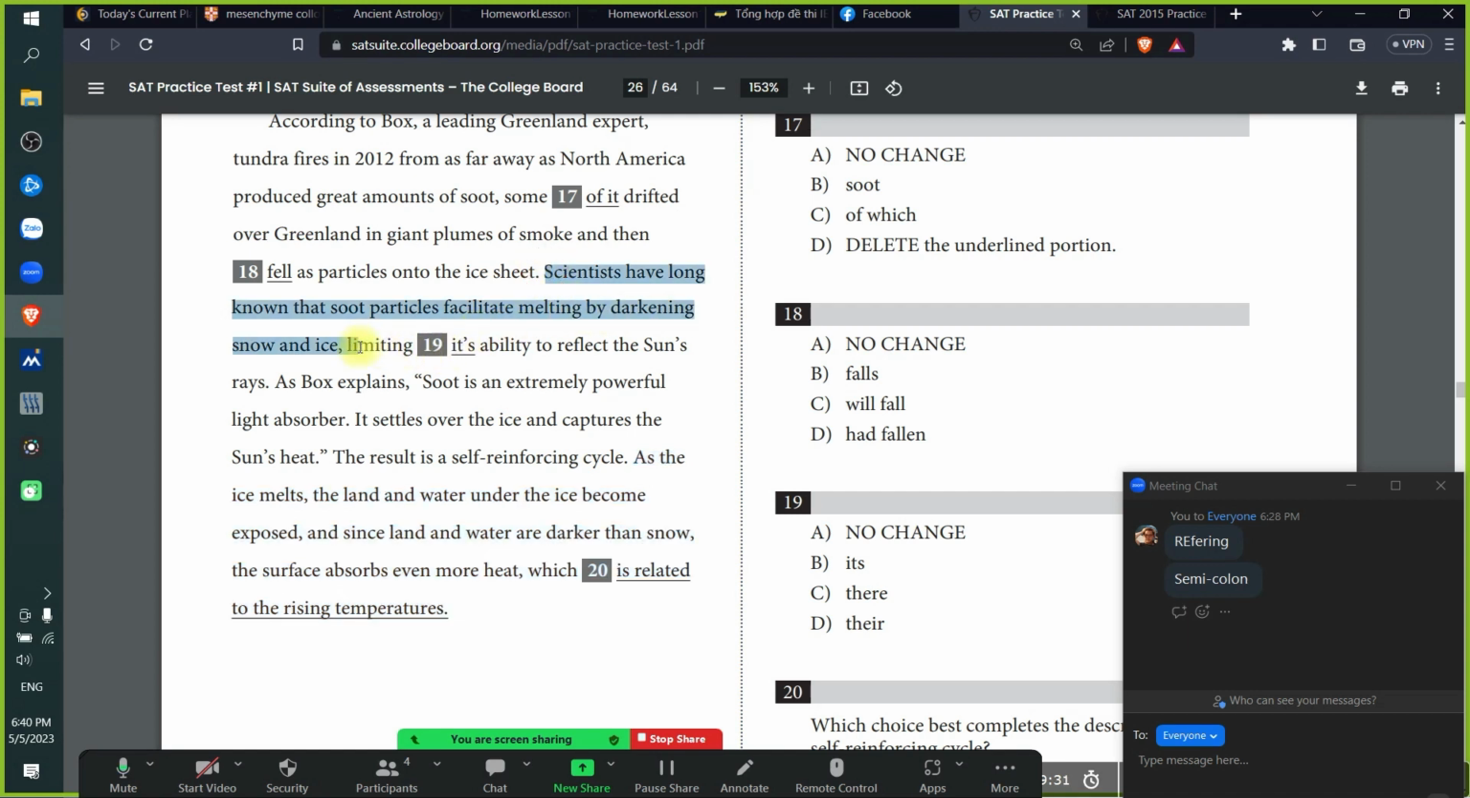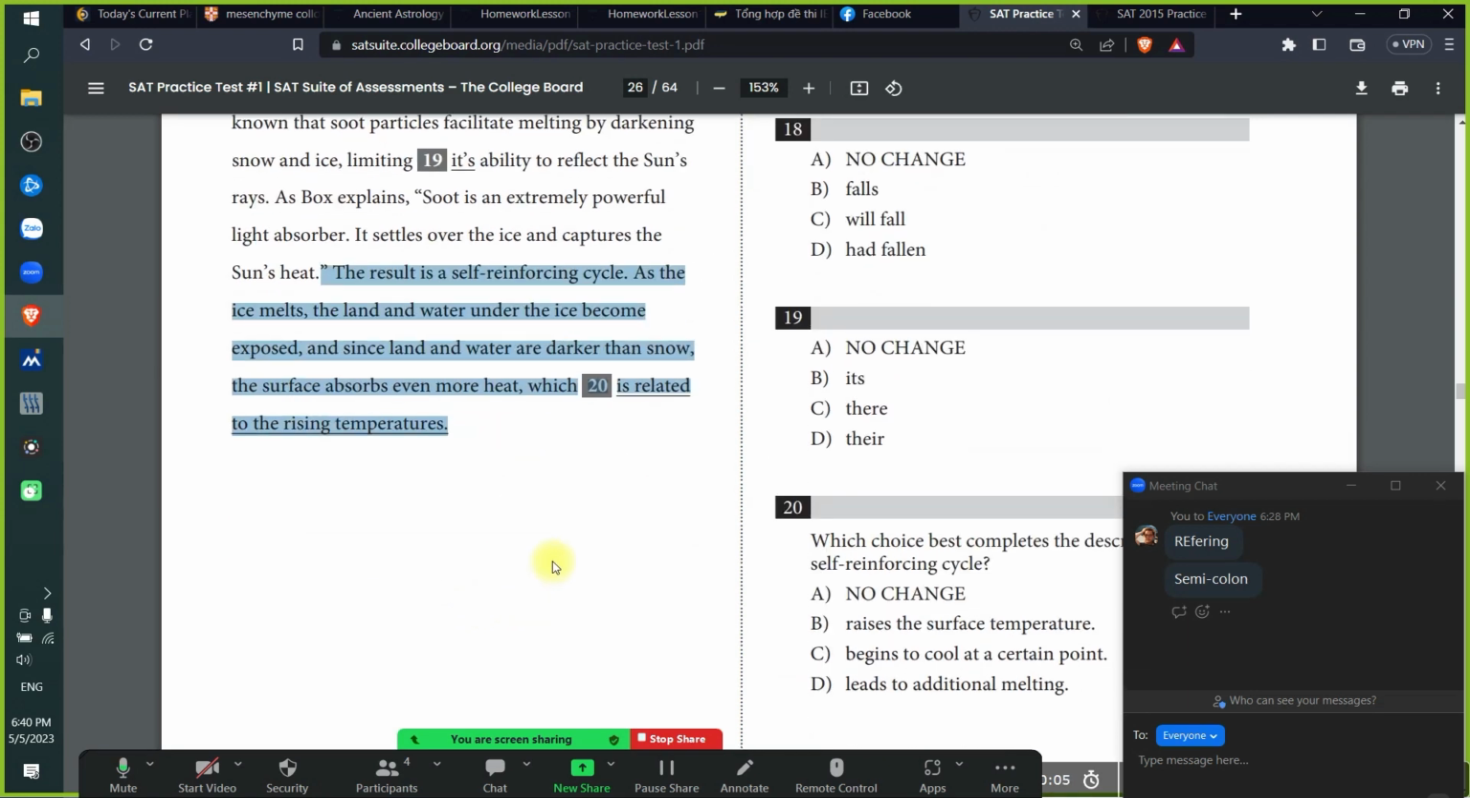And also here, look at this one. Scientists have long known that soot particles facilitate melting by darkening snow and ice. Đó, cái chỗ này nó khởi đầu cái vụ nói về cái vụ darkening snow and ice nè, facilitate melting nè, nó bắt đầu cái vụ mà tan chảy. Xong rồi sau này nó lại giải thích nữa nè. Và cái chỗ này nó giải thích về cái vòng lặp nó như thế nào nè. Thì cuối cùng nó phải là dẫn đến sự tan chảy thêm nữa mới đúng, chứ không phải là gia tăng cái nhiệt độ bề mặt đơn thuần đâu.